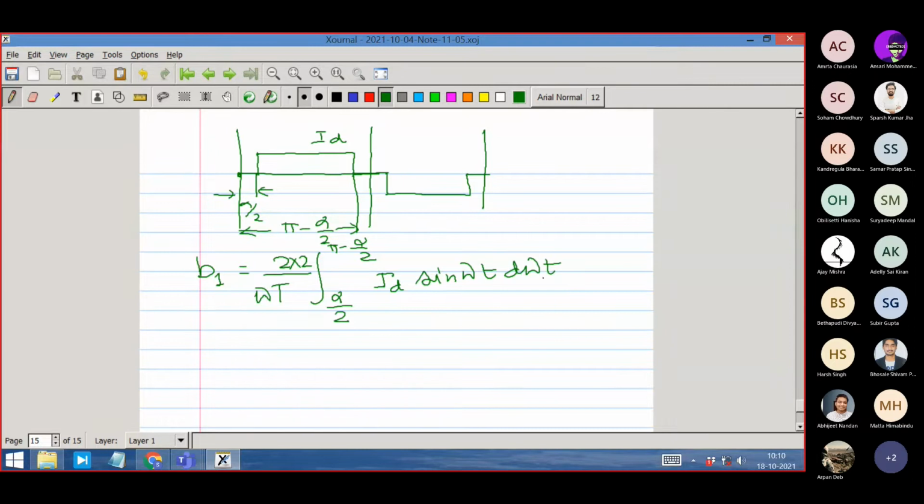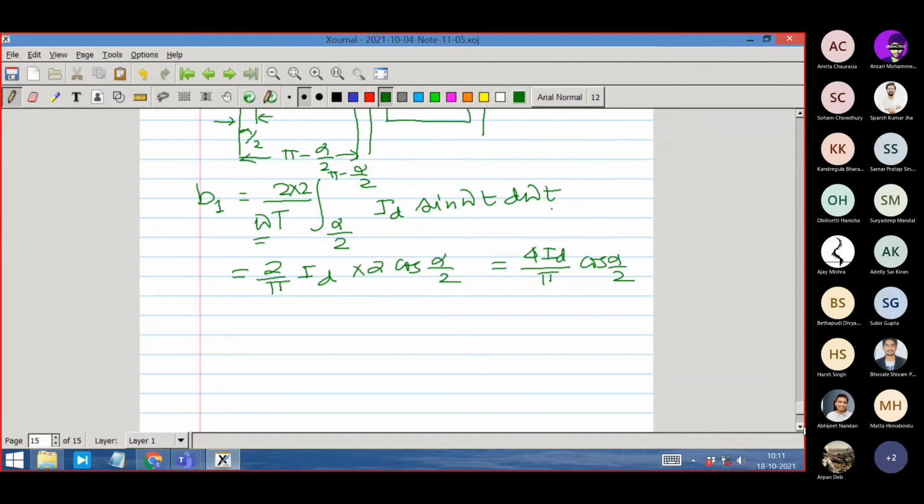I convert dt into d omega t, multiplying by omega and then putting omega here. So you understood what I did. The original formula would have been dt. I multiplied it by omega, and therefore I brought the omega here for my convenience. So this is becoming 4 by 2 pi, so it is 2 by pi into ID into this integration. Now by this time we know that it is equal to 2 into cos of alpha by 2, right? So basically I am getting 4 ID by pi into cos of alpha by 2. That is the component.